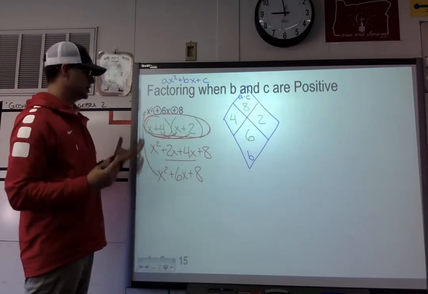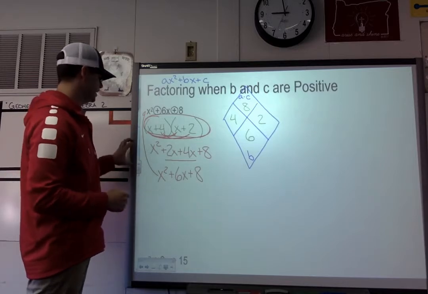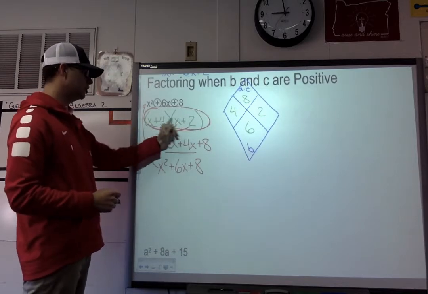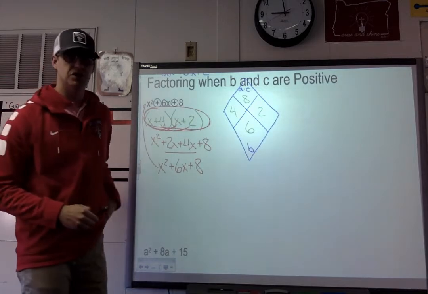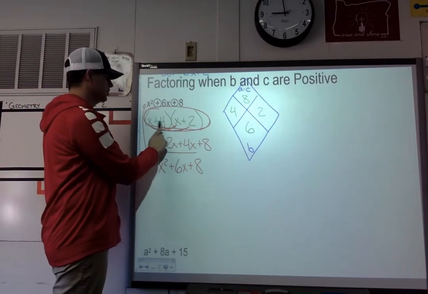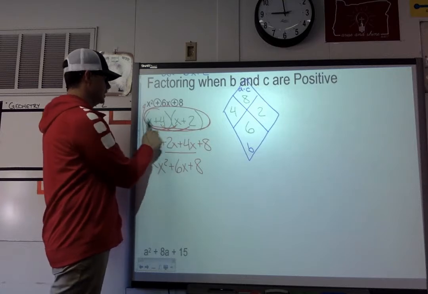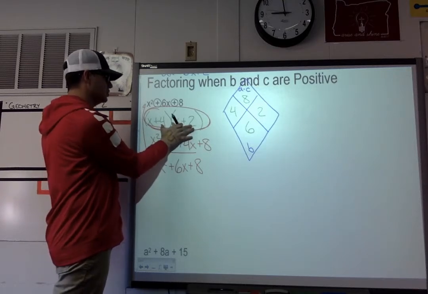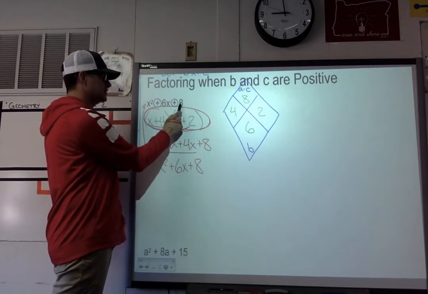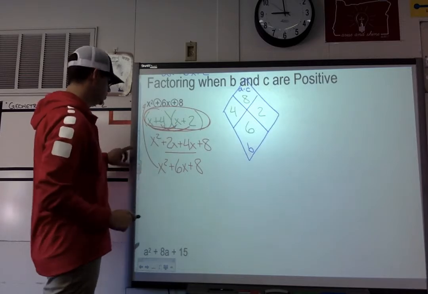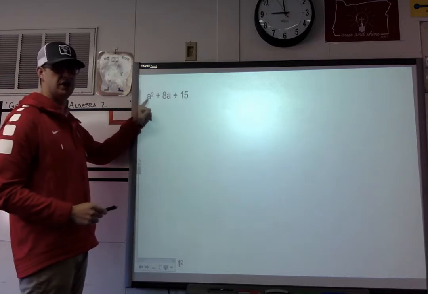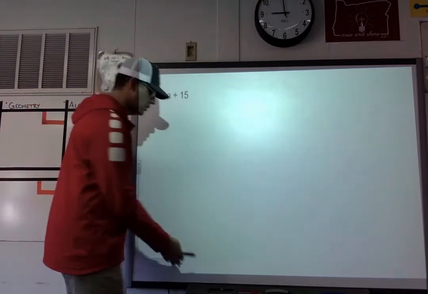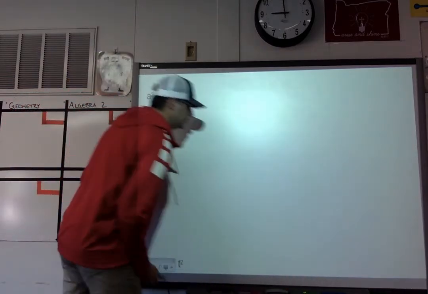So really what we're trying to do again is end up with two binomials that in this case, since b and c are both positive, both binomials are going to include addition, and we're going to be adding those two numbers that multiply to our c value and that add to our b value. Again, this changes a little bit if you have a number other than 1 in the front, but for today we only have 1 in the front.